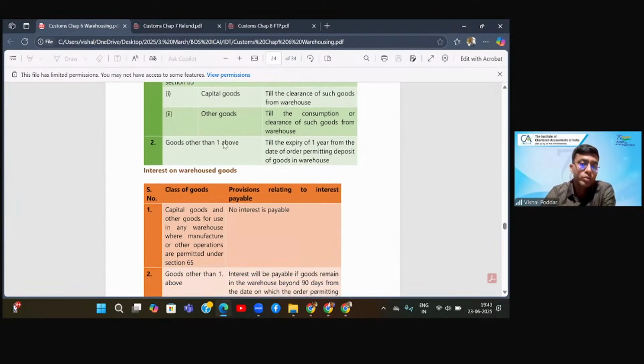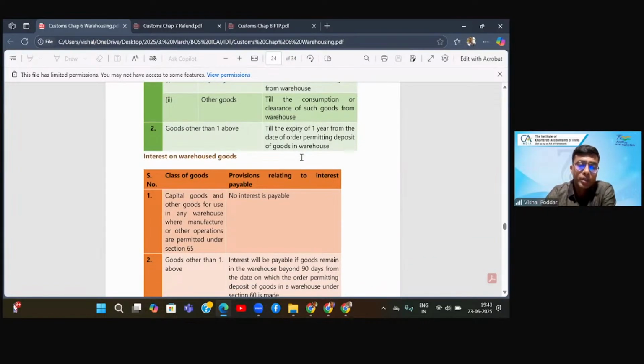But for all other goods, like normal imported goods which are kept there and later on have to be cleared for home consumption, or have to be re-exported, the timeline is 1 year from the date permitting the deposit. So from the time the goods have been allowed to be deposited, from that date up to 1 year, you can keep the goods in this warehouse. This is the timeline.